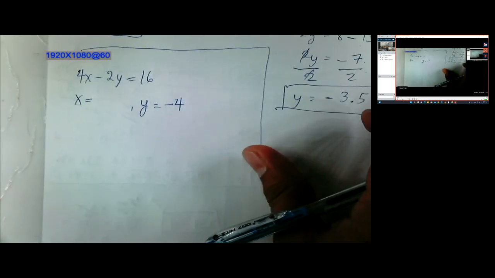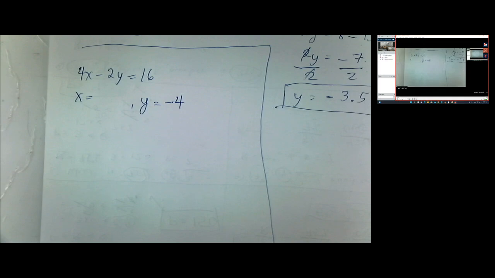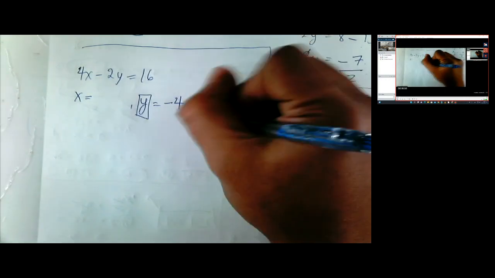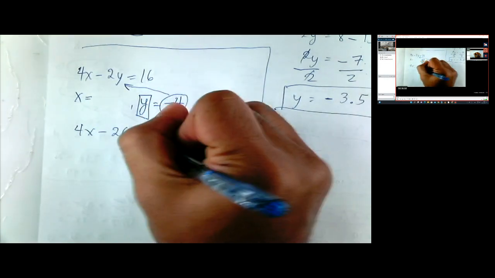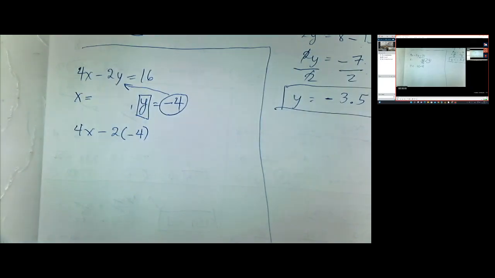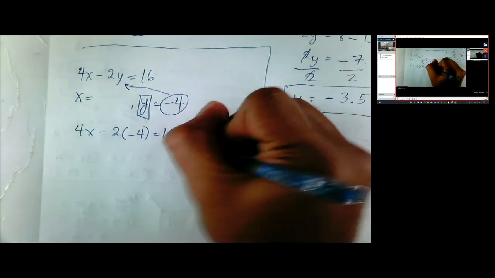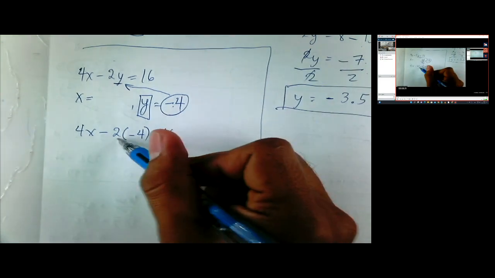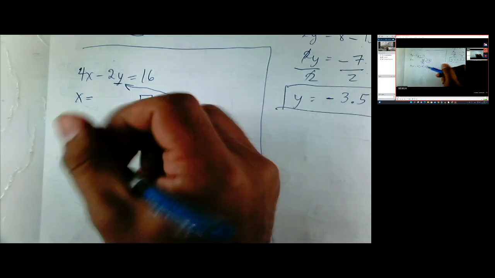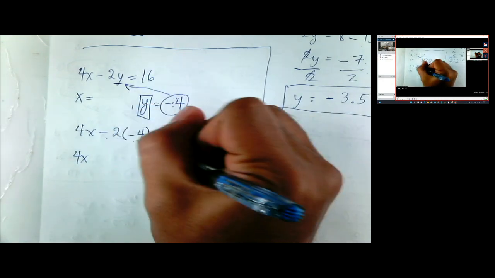Again, we have 4x minus 2y is equal to 16. Find the value of x when y is equal to negative 4. So again, the given is y, meaning this negative 4 will be substituted for that y. So we will have here 4x minus 2 times the value of y, which is negative 4, is equal to 16. Again, we just substitute the value of y, which is negative 4, for our y over there. That's why we will have 2 times the value of y, which is negative 4. And 4x, now, negative 2 times negative 4.